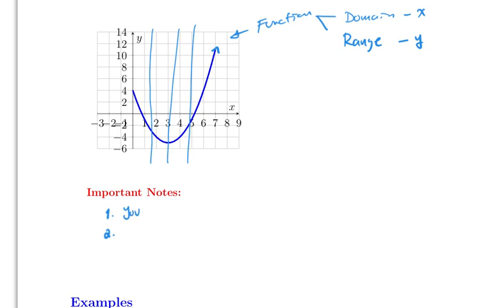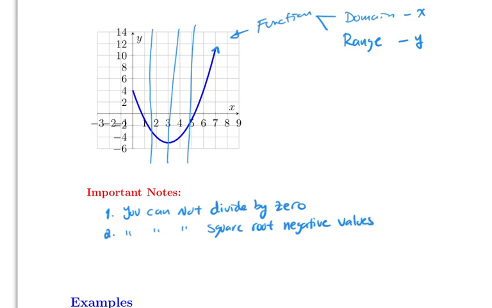You cannot divide by 0. Just remember that forever and ever. You cannot divide by 0. And also you cannot square root negative values. So these are the two things you have to watch out for. If you don't do these two, then the domain will be everything, okay? And you'll see what I mean in a second.